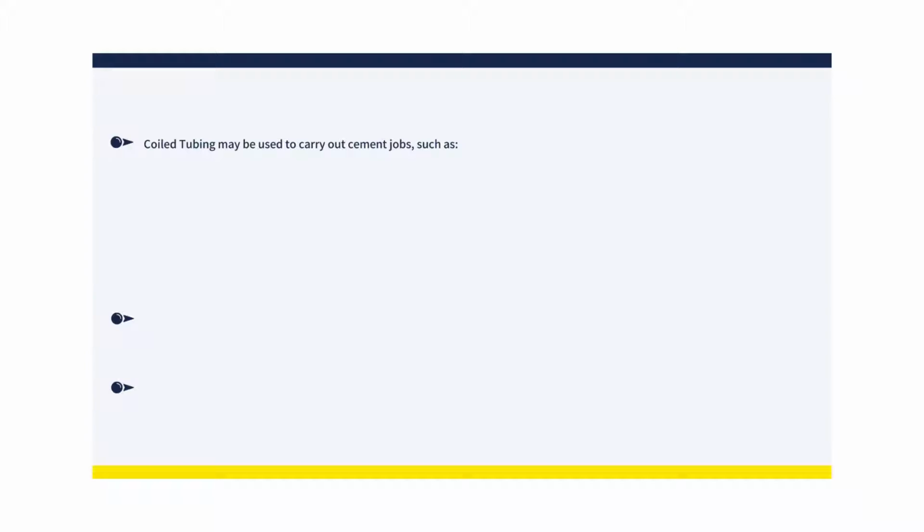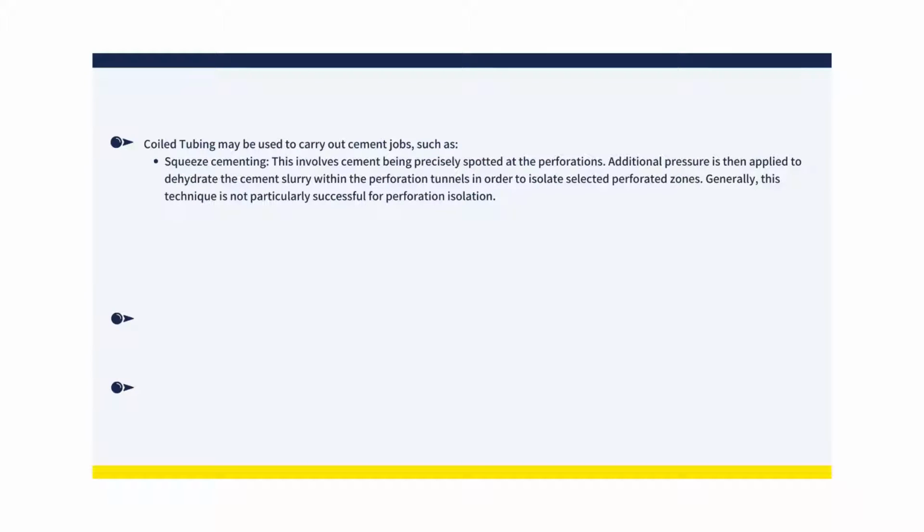Coiled tubing may be used to carry out cement jobs, such as squeeze cementing. This involves cement being precisely spotted at the perforations. Additional pressure is then applied to dehydrate the cement slurry within the perforation tunnels in order to isolate selected perforated zones. Generally, this technique is not particularly successful for perforation isolation.